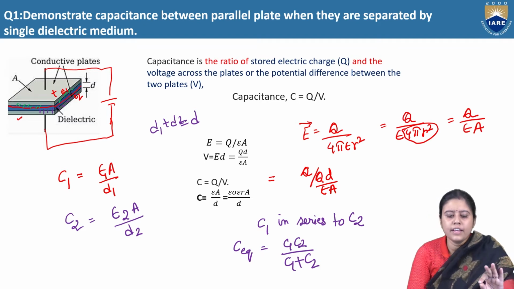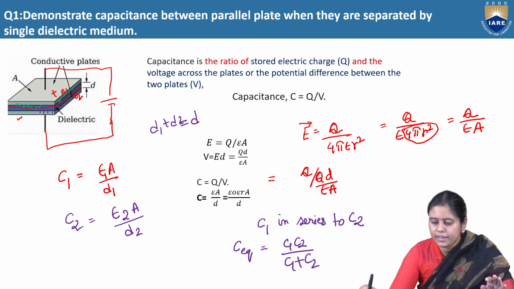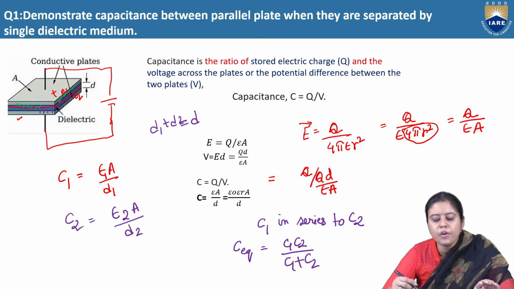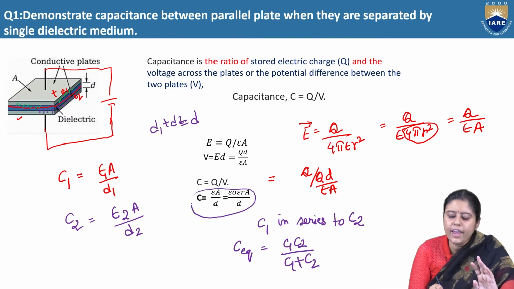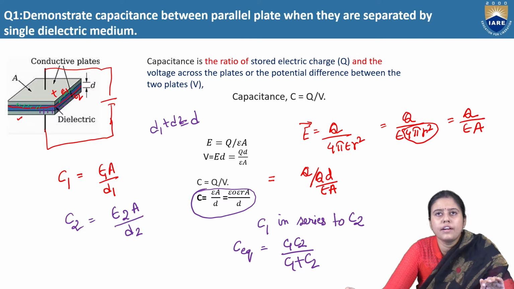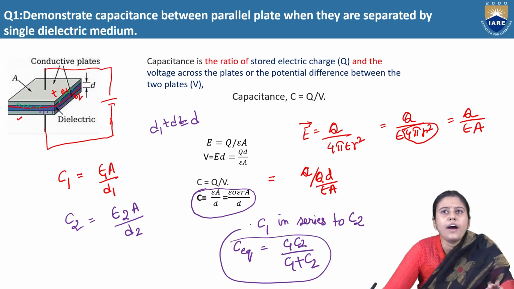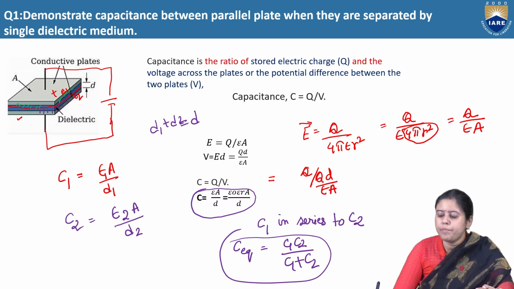The only difference is, if the question is a single dielectric medium, we only prove C is equal to epsilon A by D. If the question comes for a double dielectric medium, we have to write up to this. So this is the first question: demonstrate the capacitance of a parallel plate capacitor.